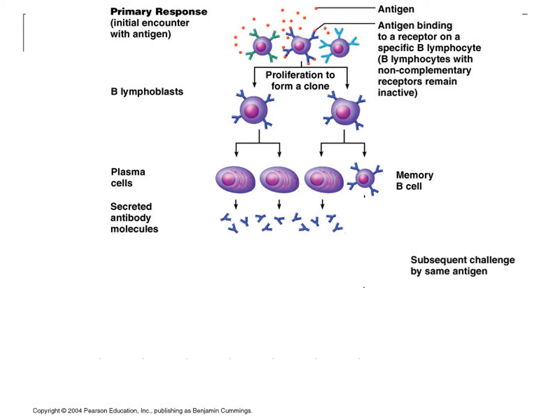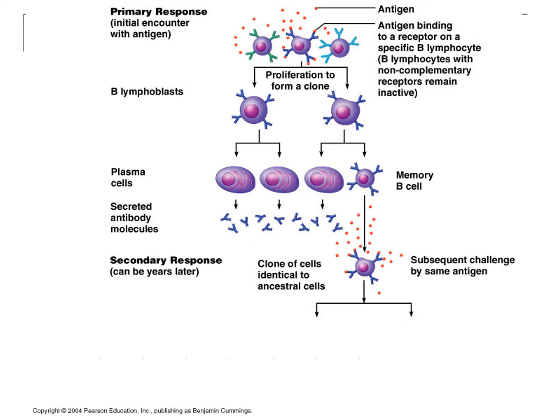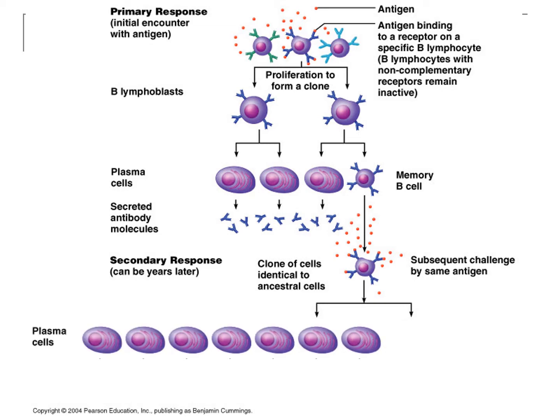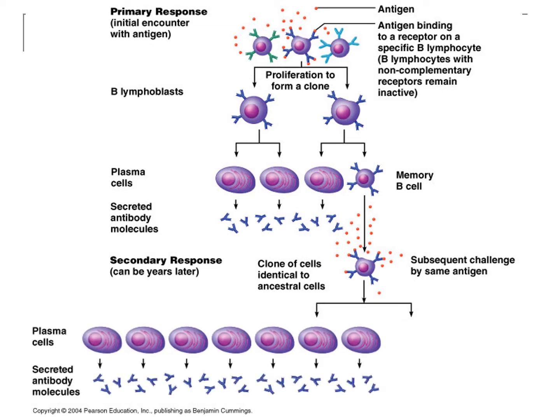Now, when you encounter a second challenge by that same antigen, and this can be a secondary response that occurs years later, you're going to have a clone of cells that's identical to the original cell up at the top, but this time you're going to produce a whole lot more plasma cells, which produce a whole lot more antibodies, yet retain more memory cells.